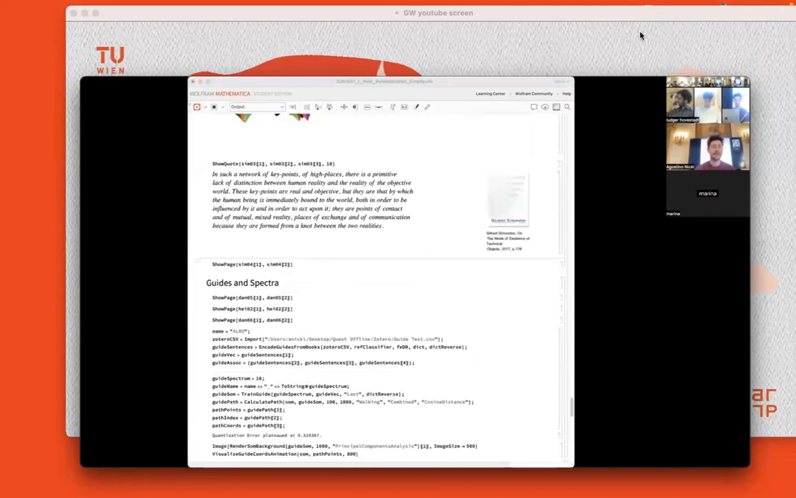Simondon writes, "In such a network of key points of high places, there is a primitive lack of distinction between human reality and the reality of the objective reality. These key points are real and objective, but they are that by which the human being is neatly bound to the world, both in order to be influenced by it and in order to act upon it. They are points of contact and of mutual, mixed reality, places of exchange and of communication because they are formed from a knot between the two realities."